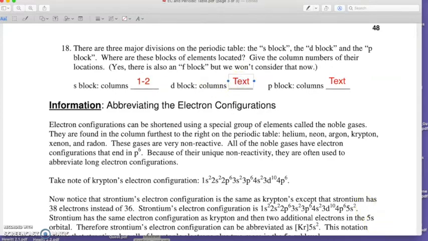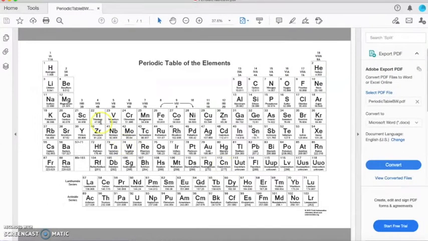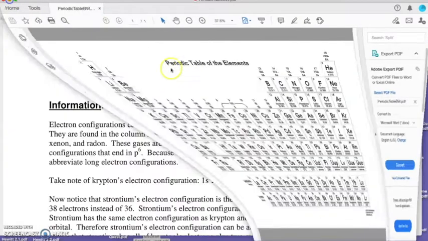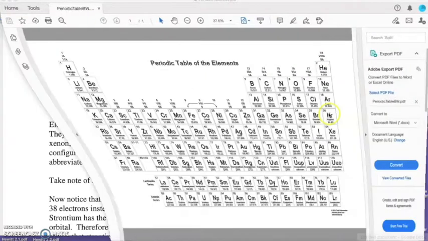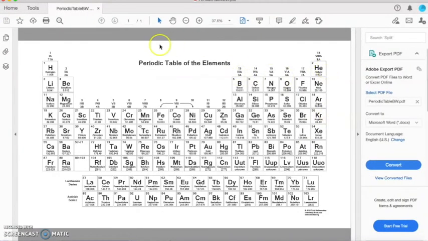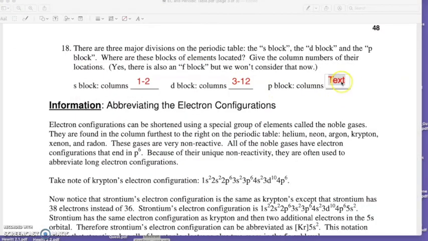The D block columns start here at column 3 and go all the way to column 12. So it's 3 through 12. And then our P block columns are 13 through 18. All right, 13 through 18. And that's how we can look at our columns.